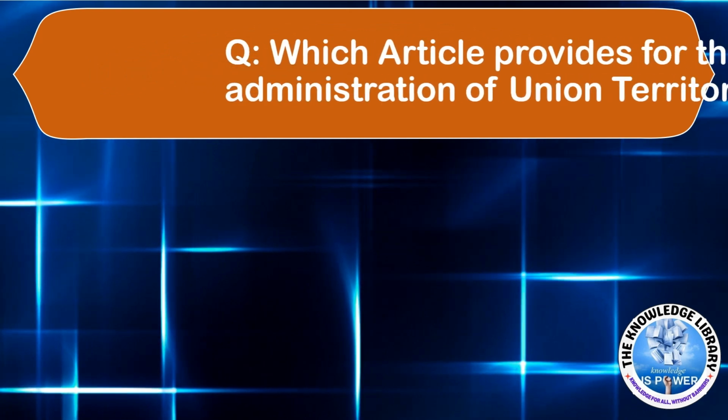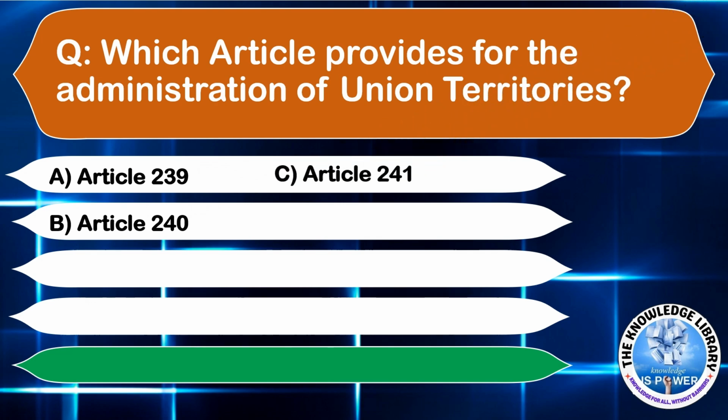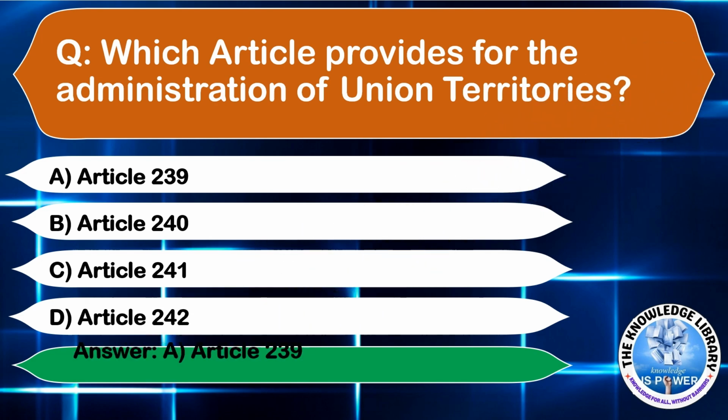The next question is, which article provides for the administration of union territories? Option A, Article 239. Option B, Article 240. Option C, Article 241. Option D, Article 242. Correct answer is option A, Article 239.